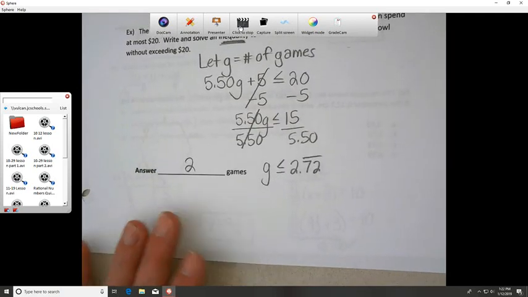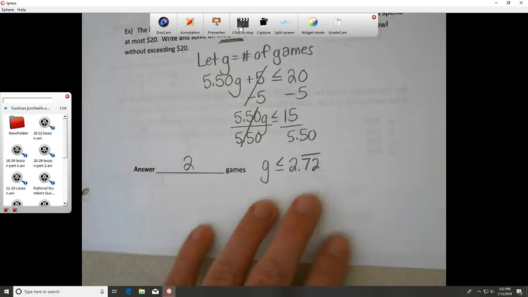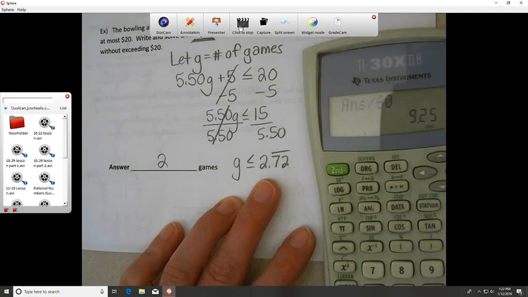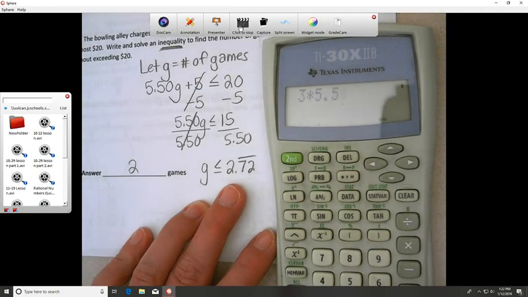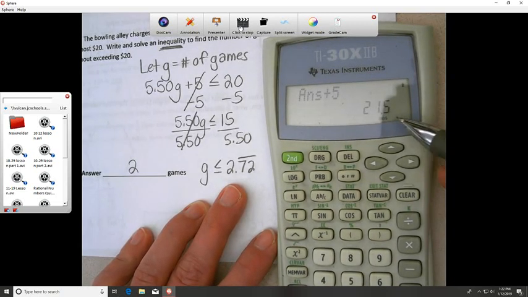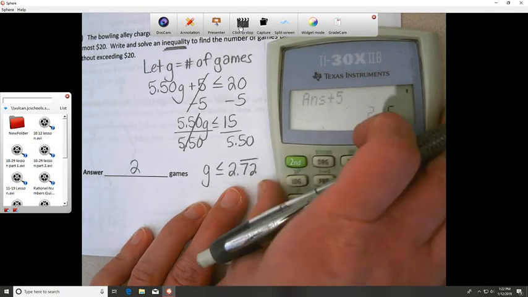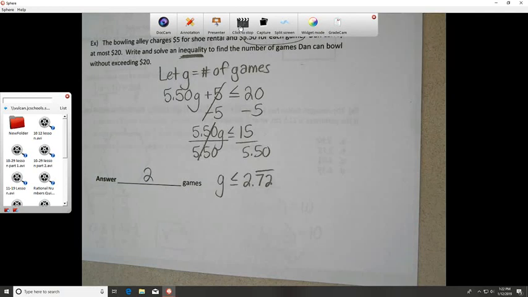If you're not sure whether to bump it up or bump it down, try the number. So for example, if I thought it would be 3 games, okay, I could do 3 games times $5.50 per game plus the $5 for the shoes. That's $21.50. We can't go over 20, so I would know, okay, 3 is too many, so I need to put that down to 2.